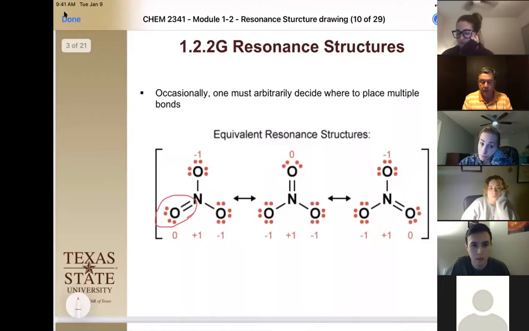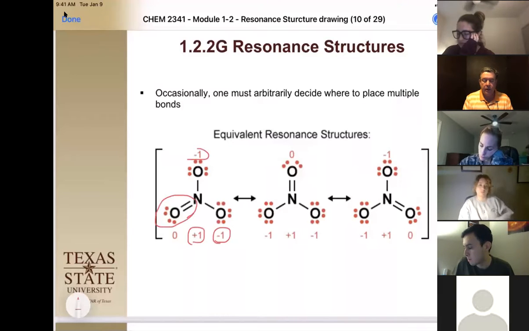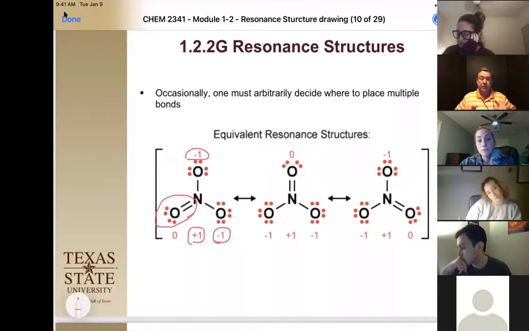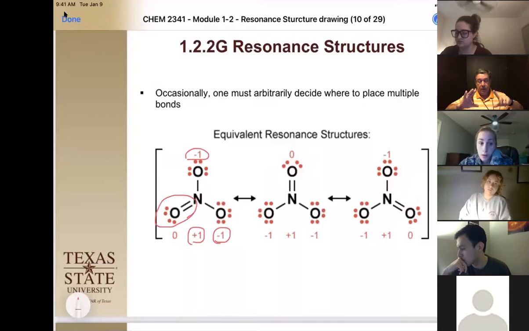Okay, so in the case of this nitro anion right here, in this configuration, we have an oxygen with a double bond. We have a formal charge of +1 on nitrogen, a formal charge of -1 on both oxygens, giving the net charge on that molecule a -1.